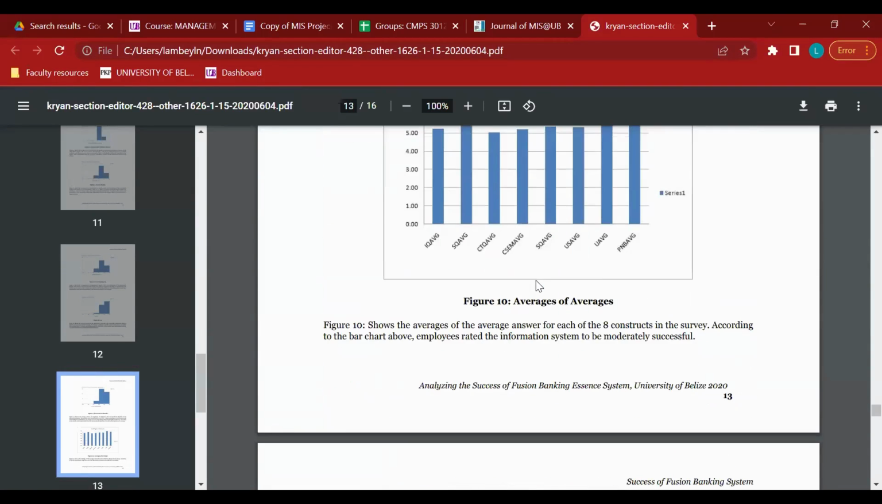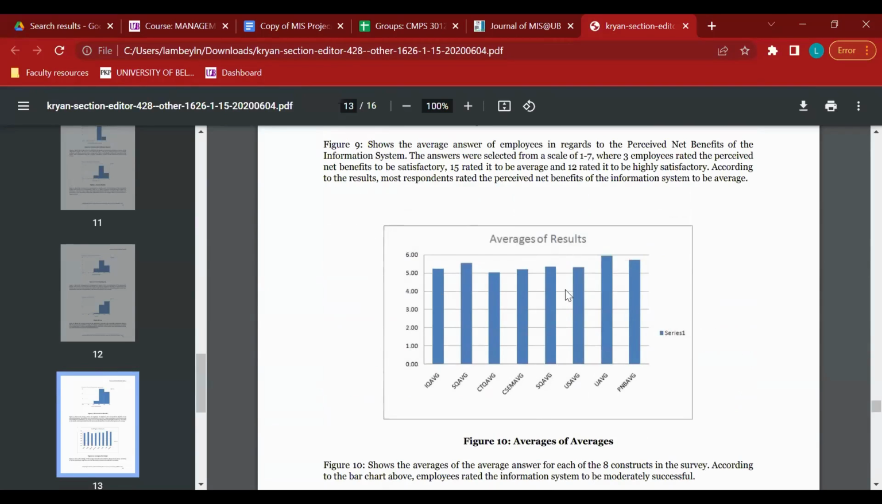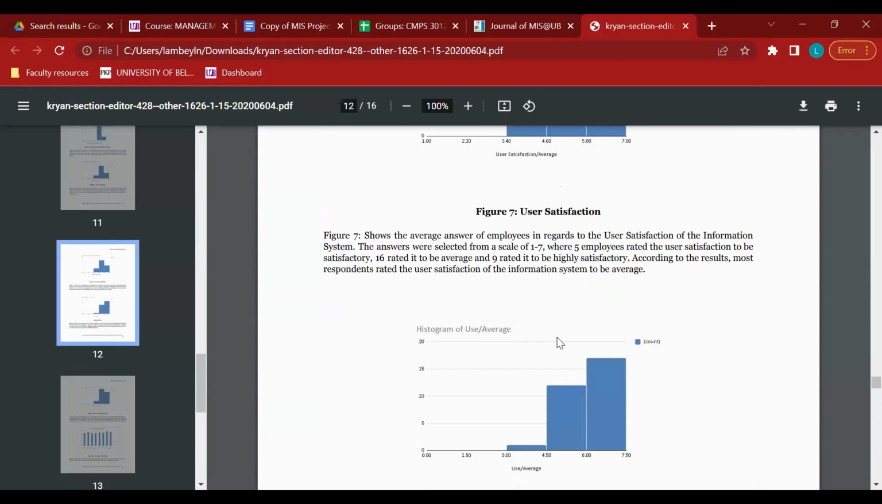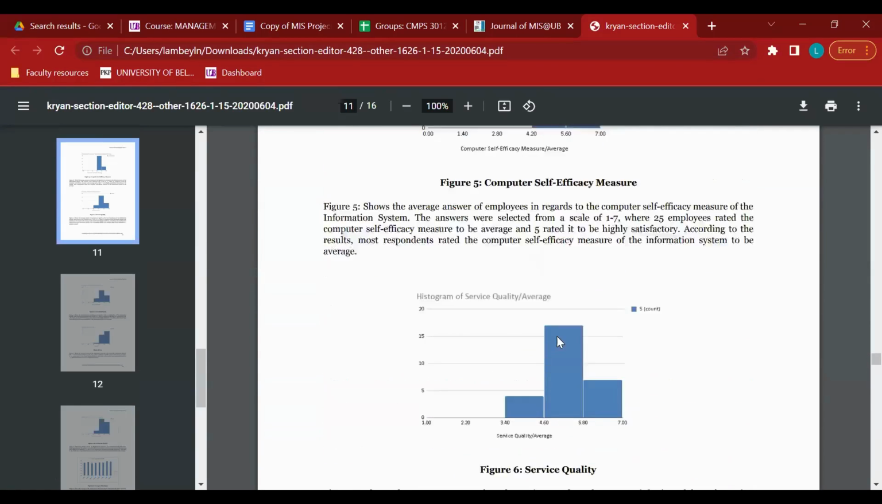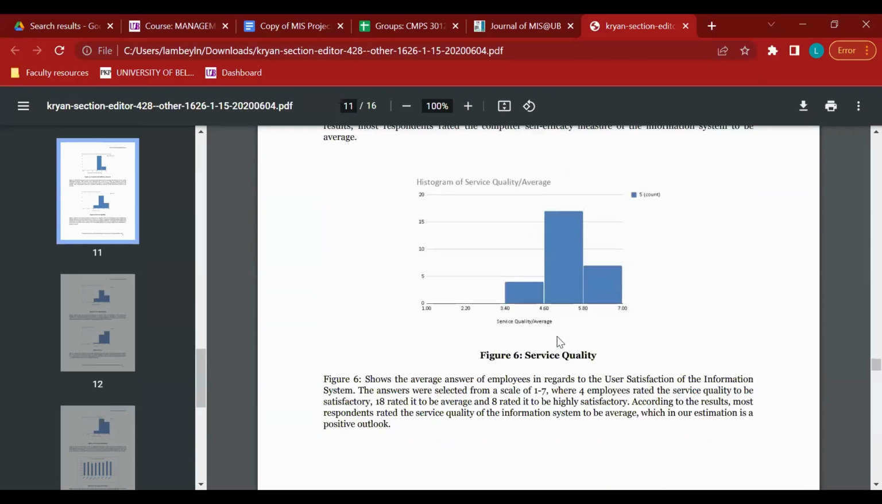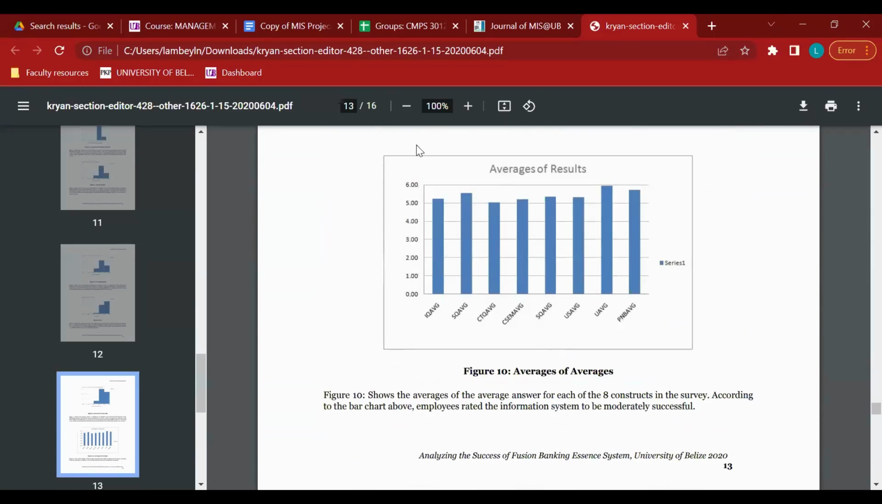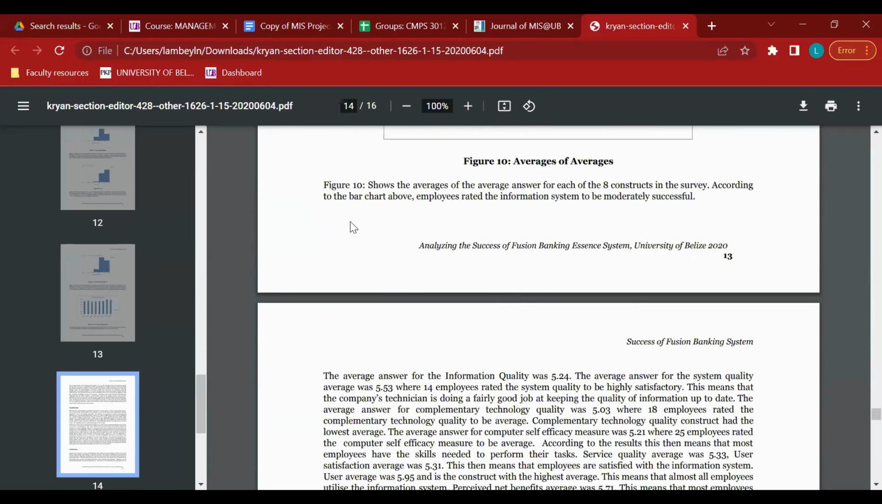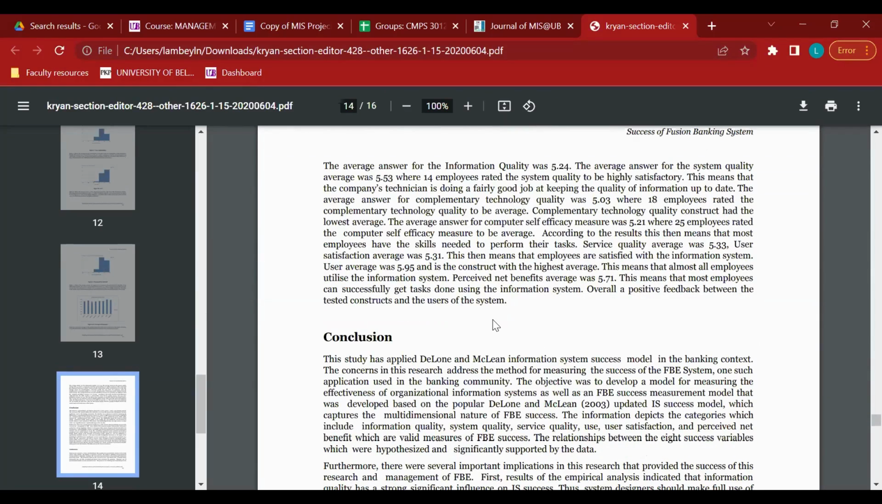All right, so I've scrolled down to the bottom and you'll see the other chart that I mentioned. In this chart, they're comparing all of these factors. So they're looking at perceived net benefits, use, user satisfaction, service quality, computer self-efficacy, etc. So all of these, now that they found the averages per category, they've put all of them side by side and now they've compared them. So in this paragraph now, they go on to compare those averages and then they state their findings there.